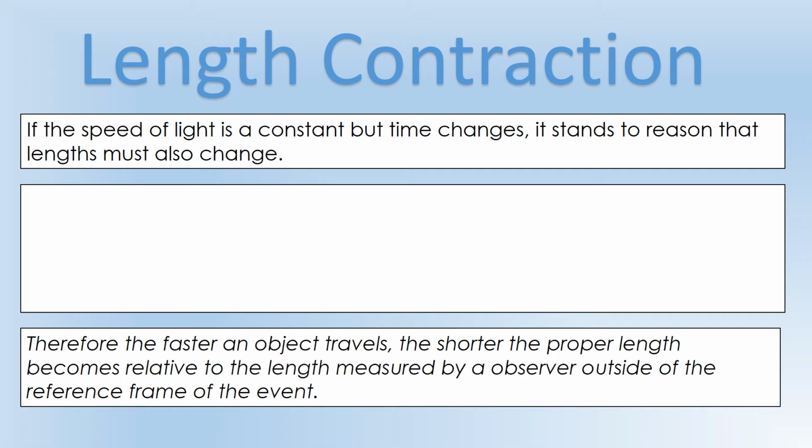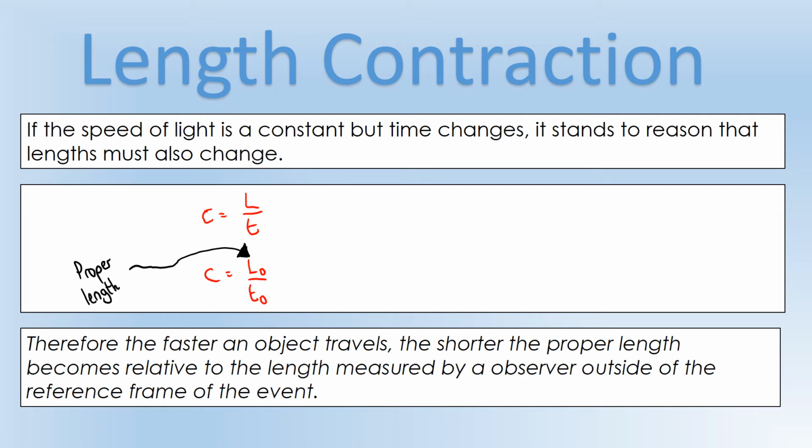If the speed of light is a constant, so both observers have to measure the same speed of light, if time changes, it stands to reason that lengths must also change. So what we can do is write two expressions for the speed of light. This one is the speed of light for the person outside of the reference frame of the event. And then this bottom one is the speed of light for the person inside the reference frame of the event. And they will measure distances called the proper length, which is L0. So that's just the length measured if you're in the same reference frame as the event, in this case, the light shining up and down.